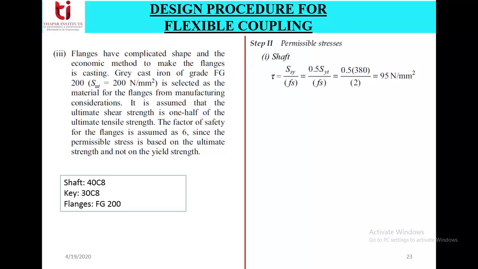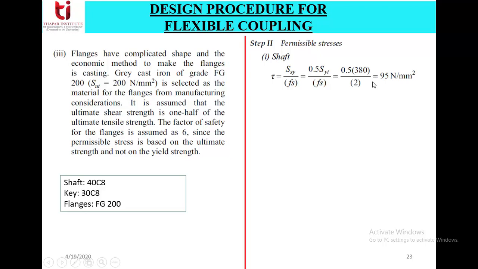Now let us go with permissible stresses of these, because we are taking up the factor of safety for each. First of all, shaft. For shaft, we require the shear strength. Shear strength is 50% of the tensile strength, which you can take as a basis due to the von Mises theory, divided by factor of safety. That means the allowable shear stress, if you do the calculation, comes out to be 95 megapascal.